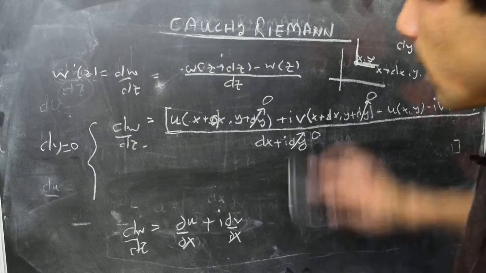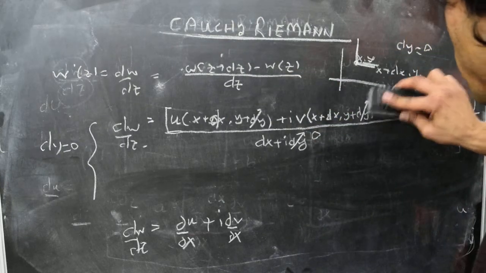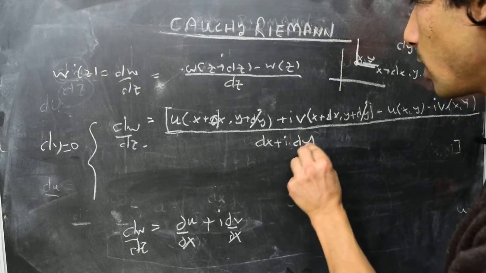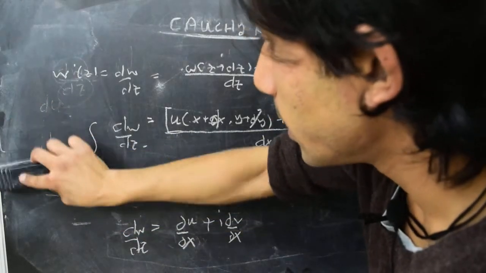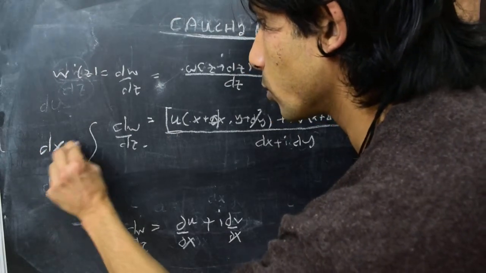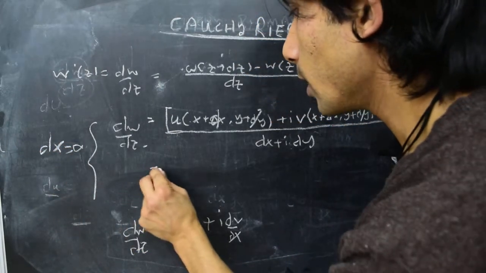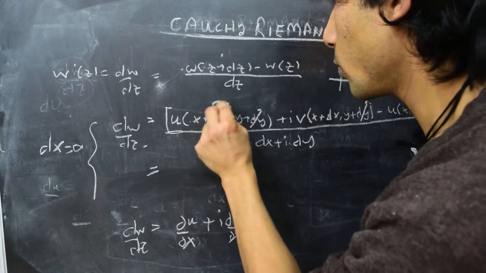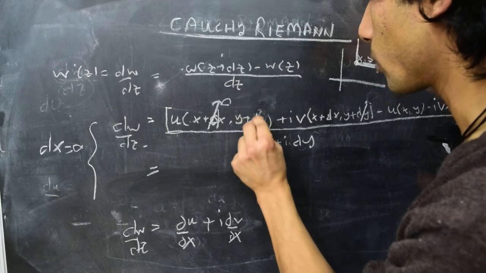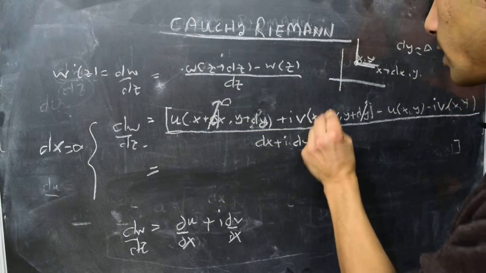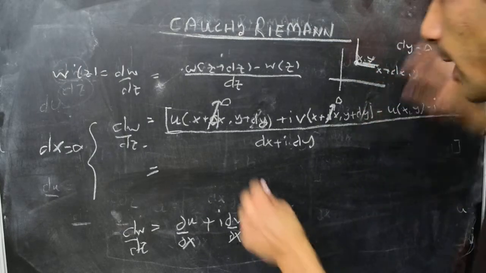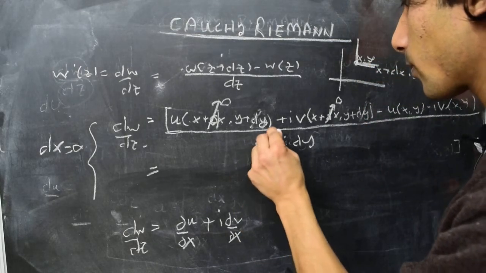So in that case, we'll go back to this expression, and now what we do is we set dx to 0. So we'll set dx to 0 and allow dy to vary. So in this case we have this term 0, whereas dy exists.